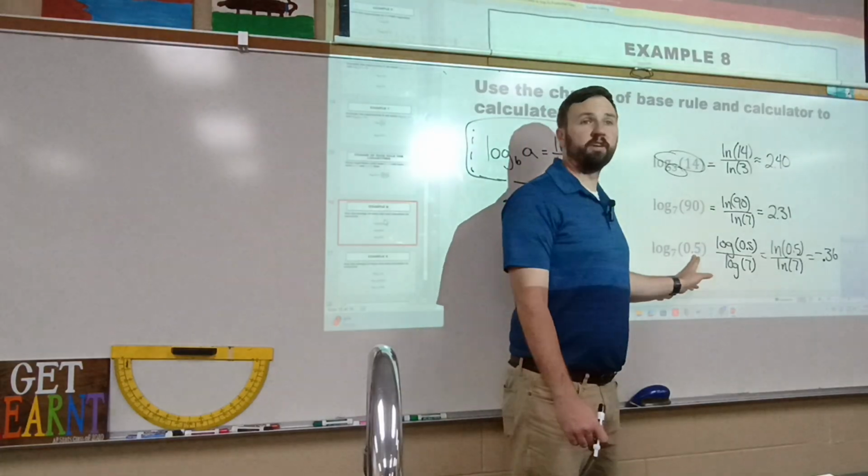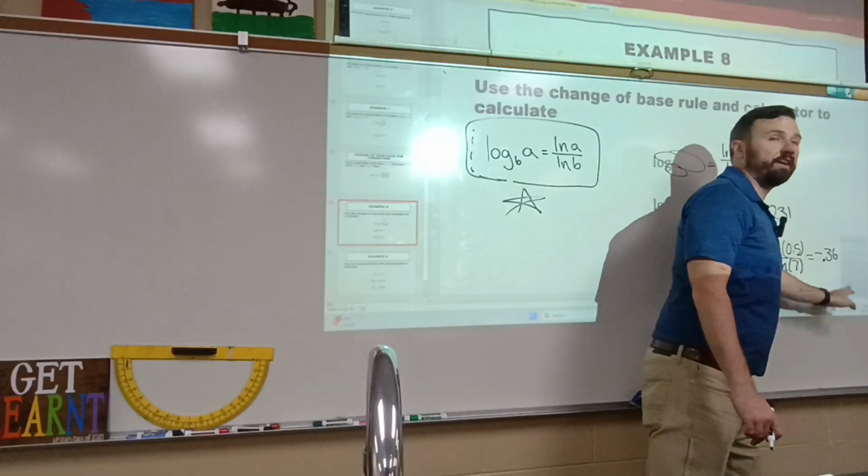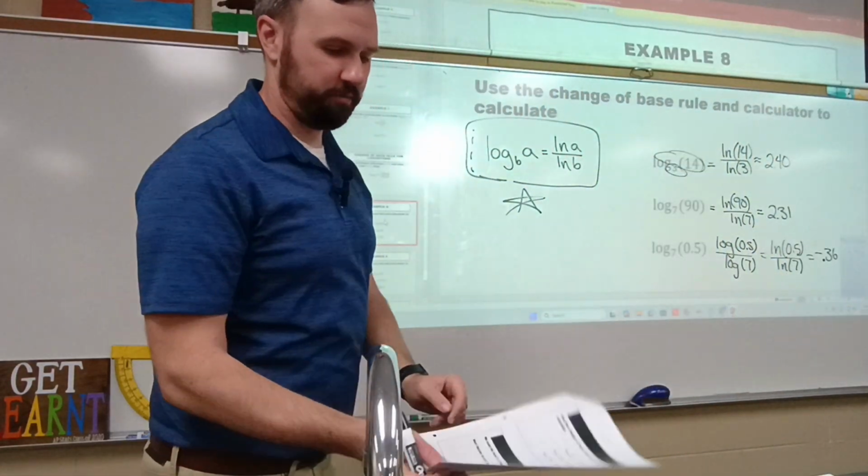Okay. Does it make sense to get a negative for that one? Yeah, because that's a fraction, right? That's a small number. How do you get small numbers? With negative exponents. So that's possible.